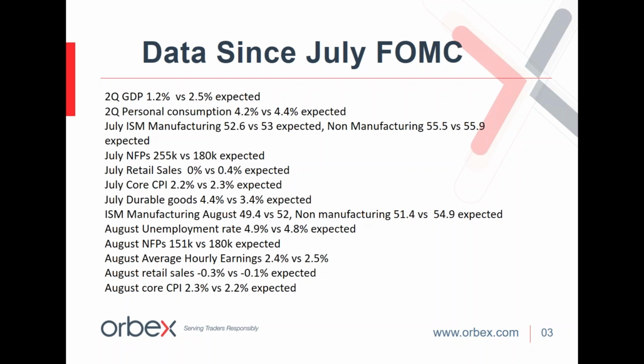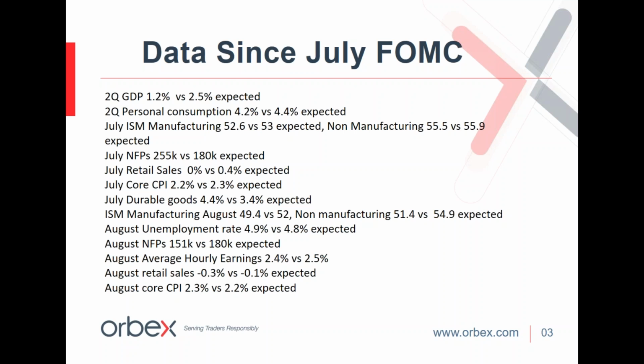We did have a little bit of positivity coming out of labour market conditions then, with the July non-farm payrolls seeing 255,000 jobs versus 180,000 expected. However, July retail sales again pointed to weakness in the underlying economy, with a flat print versus 0.4 expected. Again, July core CPI, so this is the headline inflation reading, again was below expectations at 2.2% versus 2.3% expected.